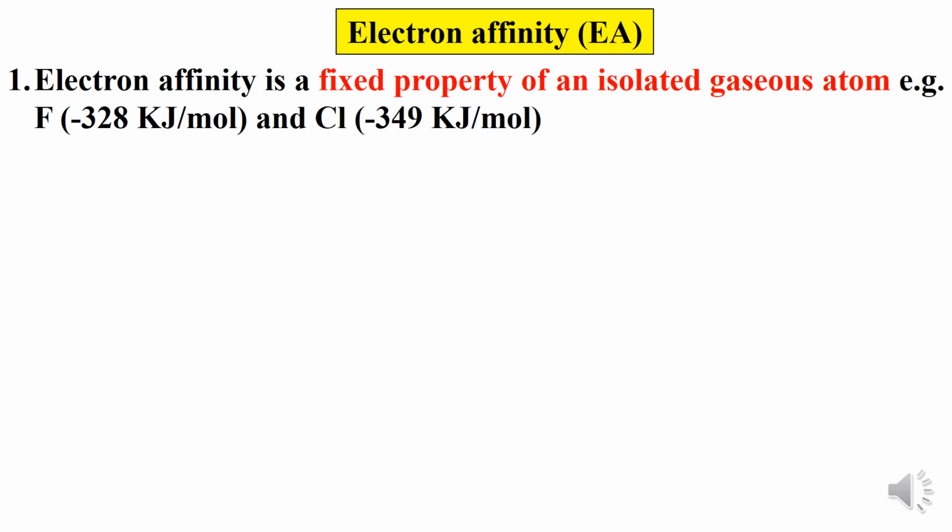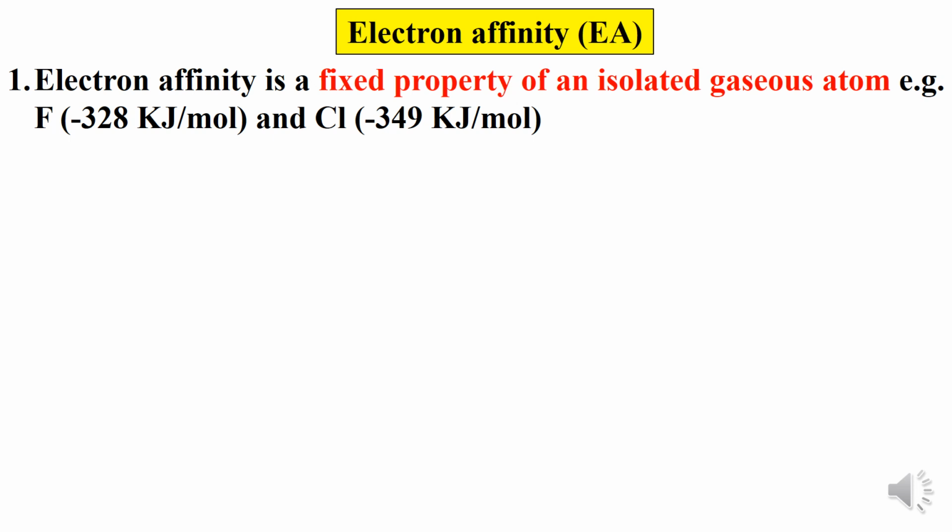Now here are some highlighting features of atomic electron affinity, and one should be familiar with these 5 highlighting features before they study the periodic trends in electron affinity. So what are those? Let me walk you through these 5 highlighting features.